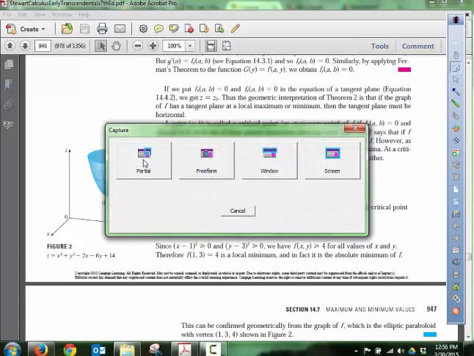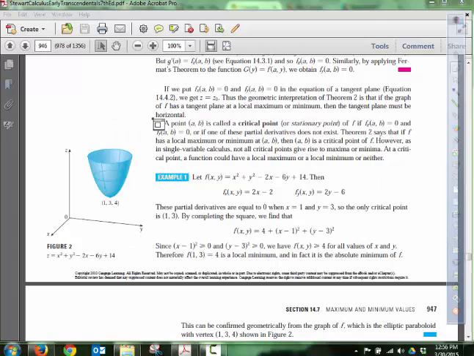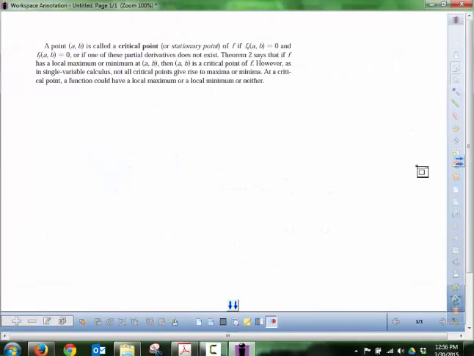In Calc 3, it's a little bit different because our most effective test back in Calc 1 was the first derivative test. And the first derivative test basically took a critical point and went from the left to the right to see if it went up and down, or down and up, or up and up, or down and down, and figured out whether it's a max or min.